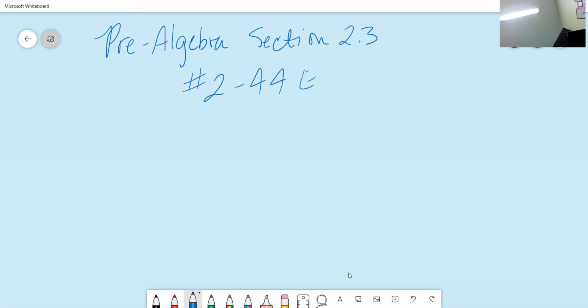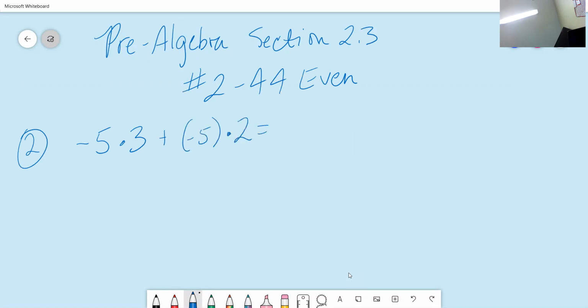Numbers 2 through 44 are even. So let's start off with number 2. Number 2 gives us -5 times 3 plus -5 times 2 equals something times 3 plus 2. Hopefully you've guessed what that is. You're taking out your common factor in both of these, which is -5. So -5 times 3 plus -5 times 2 is equal to -5 times 3 plus 2.